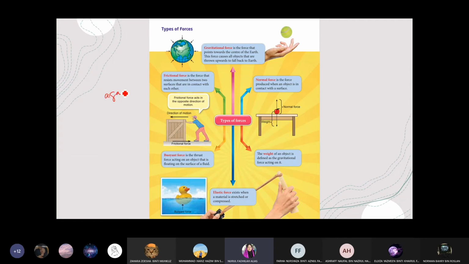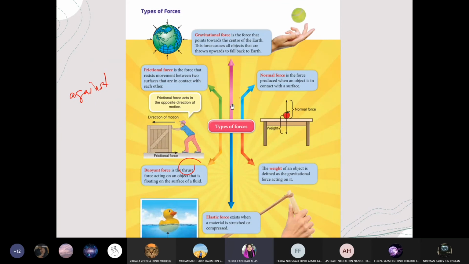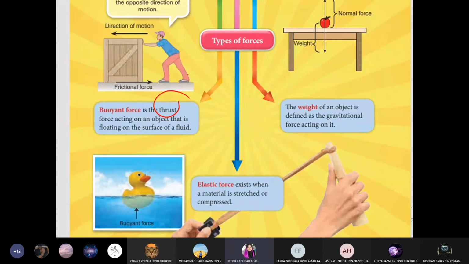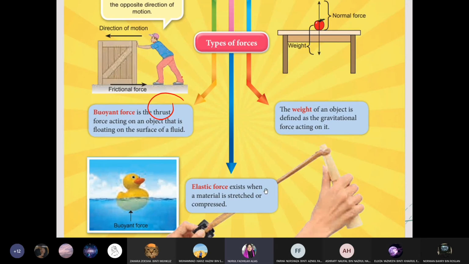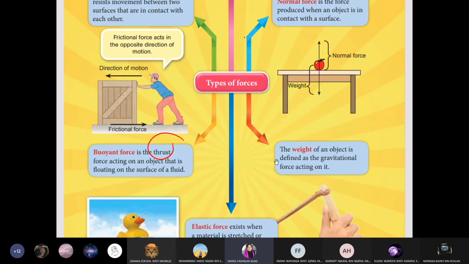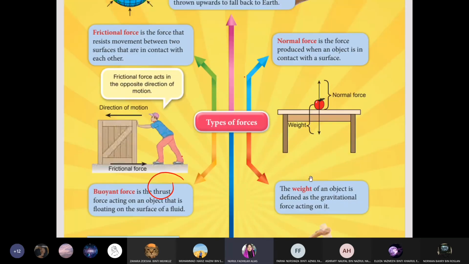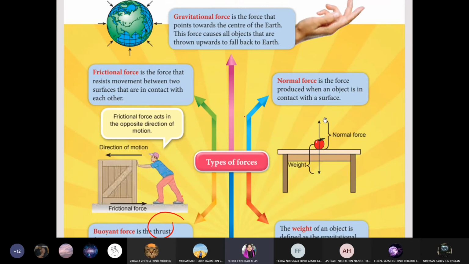Okay, and then buoyant force. Buoyant force is thrust. Nama lain dia adalah thrust. Thrust is another name for buoyant force, and this is always pointing upward. And then we must just mention elastic force. Elastic force exists when a material is stretched or compressed. And then we talked about weight. Weight is always pointing downwards. Kenapa? Because it is the gravitational force acting on an object. And we have normal force, which is always pointing away from the weight. Normal force is the force produced when an object is in contact with a surface.